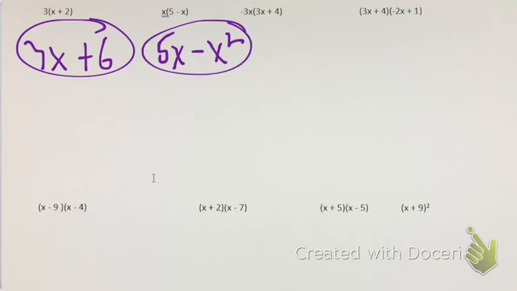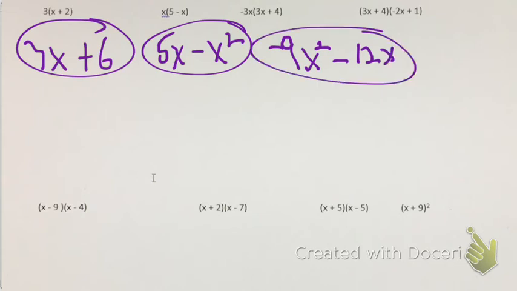Okay, this one right here, minus 3x times minus 3x would give me minus 9x squared. And minus 3x times 4 would give me minus 3 times 4 is 12, and that is an x with it. Okay, we're going to come on down a little below that one. Next one. Ooh, good stuff.